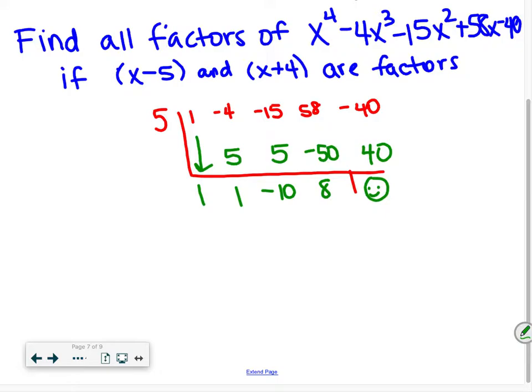Okay? Now, work smarter, not harder. We eventually want all of the factors. We have divided out x minus 5. We also know x plus 4 should divide evenly. So should we go back up to the original? No. We can use synthetic division again with -4.